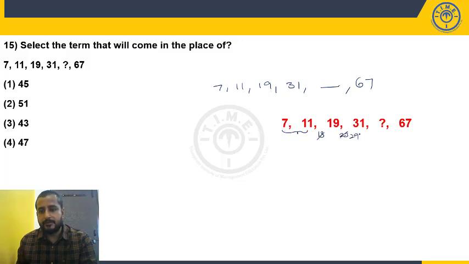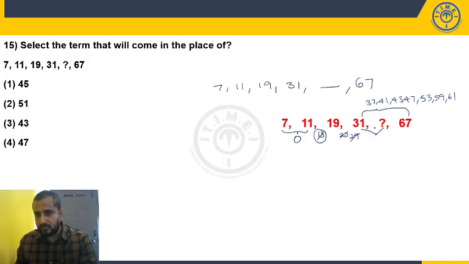23, 29. Okay. Between 31 and 67, how many prime numbers are there? 37, 41, 43, 47, 53, 59, 61. These many prime numbers are there. So one prime number is missing here, zero here, one prime number here, two prime numbers here. If that is the case, between these two, if three numbers are missing, 37, 41, 43 should be missing and it should be 47. The missing number should be 47.